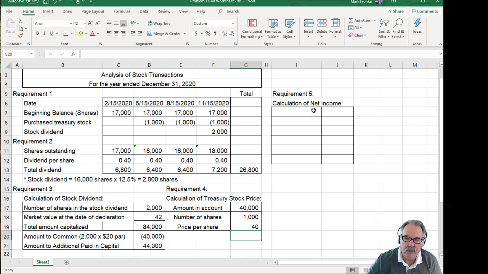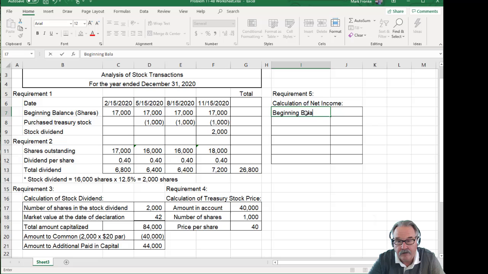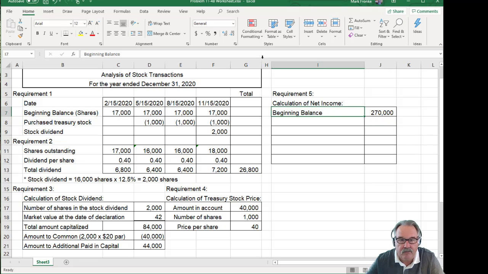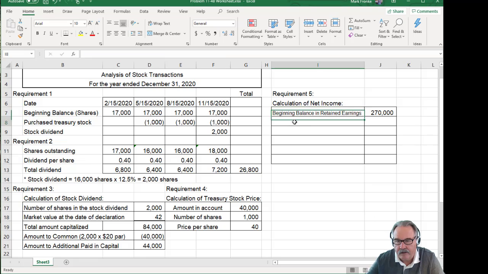And then the last thing they've asked us to do is back into net income. Obviously, when we prepare financial statements in the real world, we're going to know what net income is. But as we did way back in chapter 2, I think, maybe even chapter 1, we can figure it out if we know what the beginning balance in retained earnings was, which is $270,000. In fact, I'm going to make that even more obvious. So we're going to say beginning balance in retained earnings. There it is. $270,000.